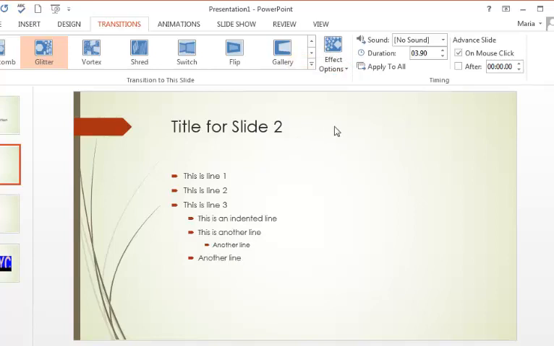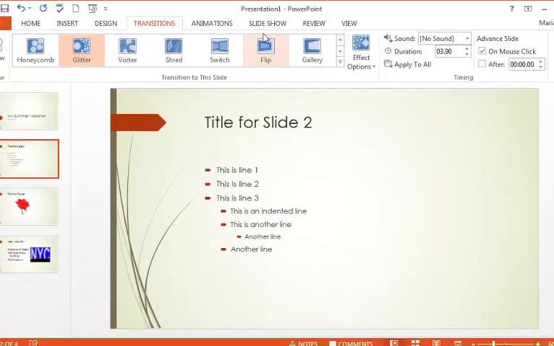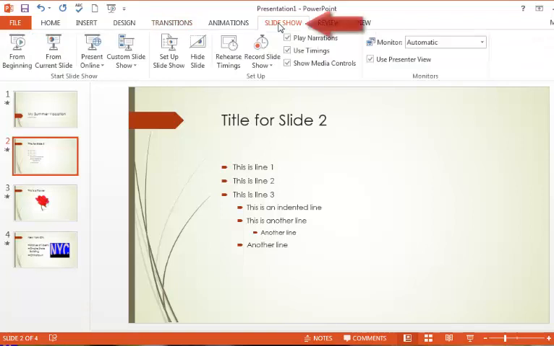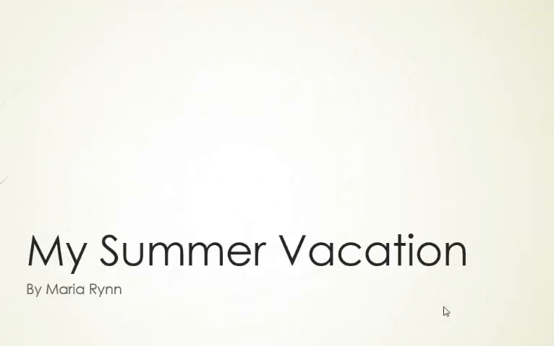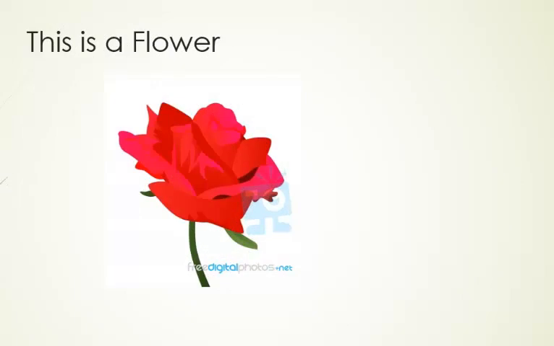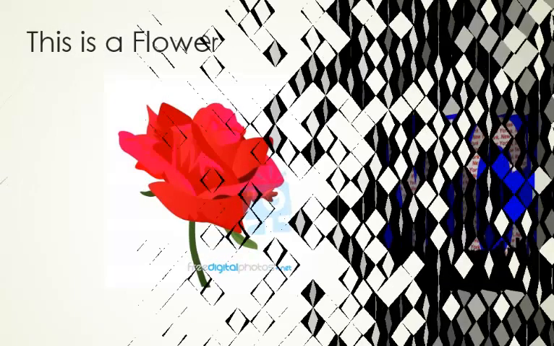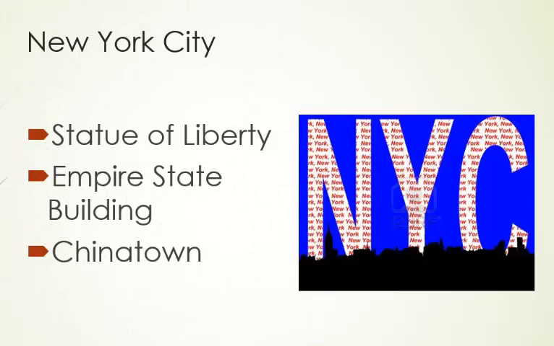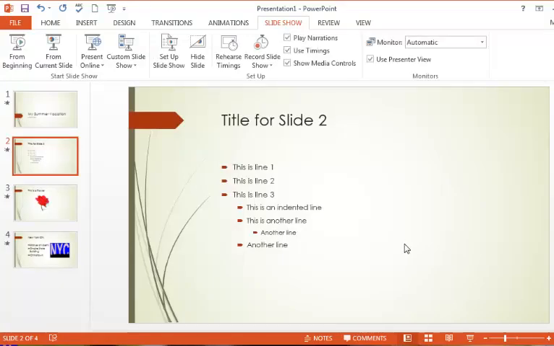Now let's run the slideshow from the beginning to demonstrate what the audience will see. So I'll click Slideshow, I'll click From Beginning, and you'll see that diamonds are coming in from the right. Left mouse click, same thing. Click again, same thing. Click again, same thing. I'll now click to end the show and back to PowerPoint.